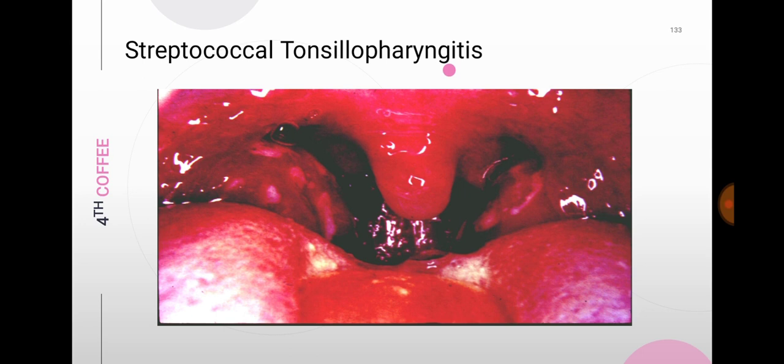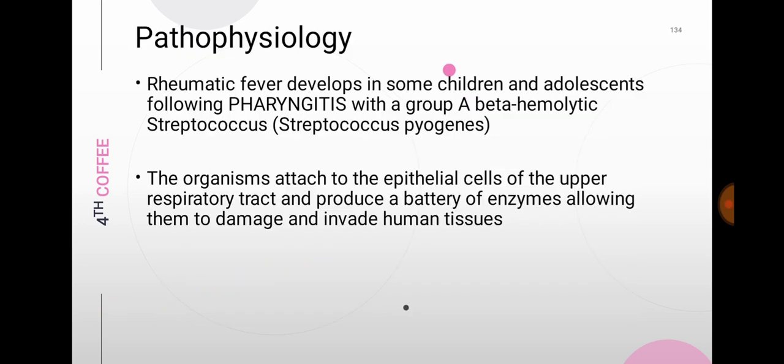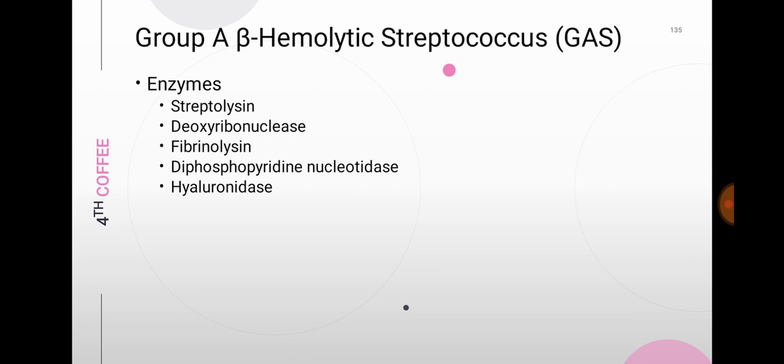Okay, your RHD always follows pharyngitis. So you cannot have RHD or RF if you didn't have strep pharyngitis. If you have superficial skin infections from strep, you cannot have RF or RHD. It comes from pharyngitis, and it develops several weeks after the infection. Your group A beta hemolytic strep organism invades your epithelial cells, damages and invades the human tissues, and makes its way to the heart. These are the enzymes involved in the pathogenicity of your GAS.